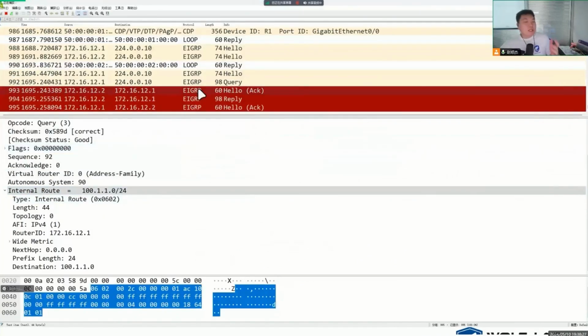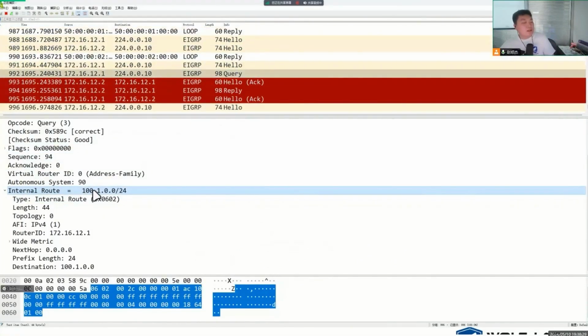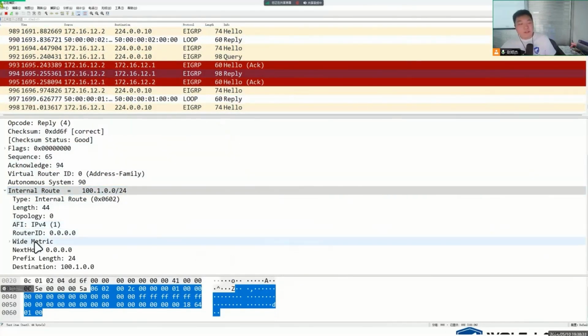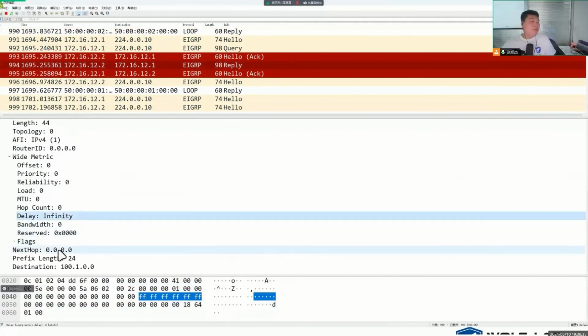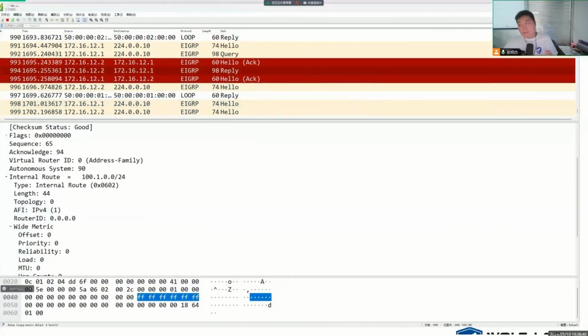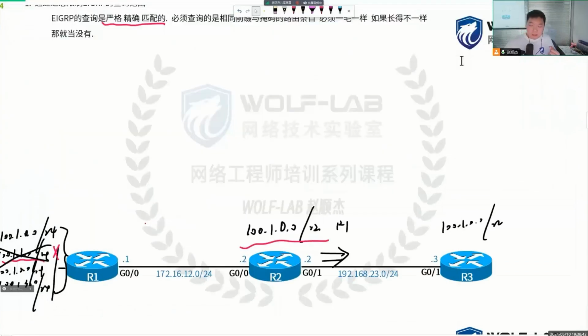We will also query this 100.1.0.0/24 detailed route. What will R2 reply be? The reply is, sorry, this entry I can't reach. Infinity, unreachable. It's infinite. Why? So the query you made, we lost 100.1.0.0. We query for it too, 100.1.0.0/24, this detailed route. We send a query message, querying for this detailed route.